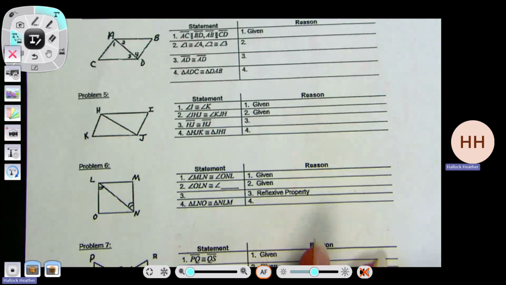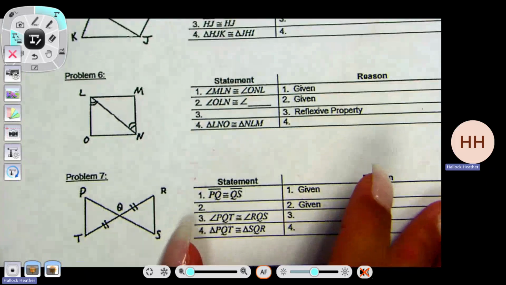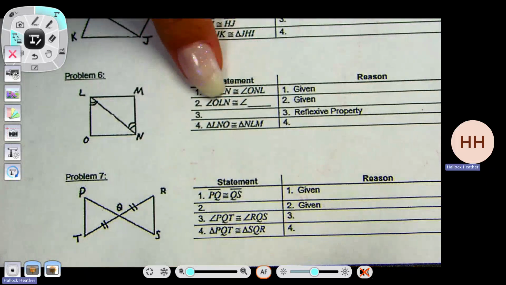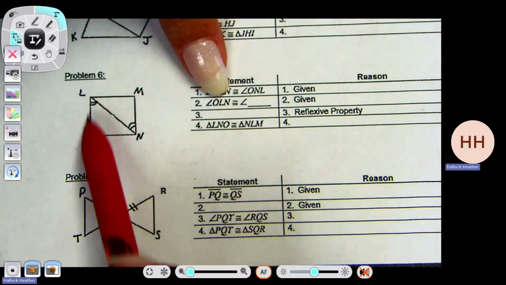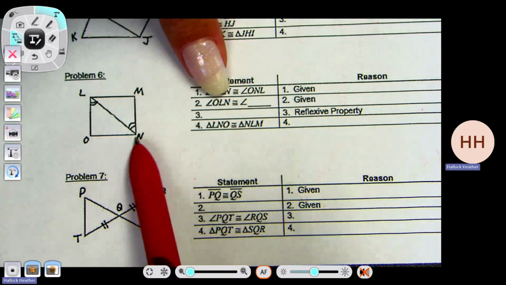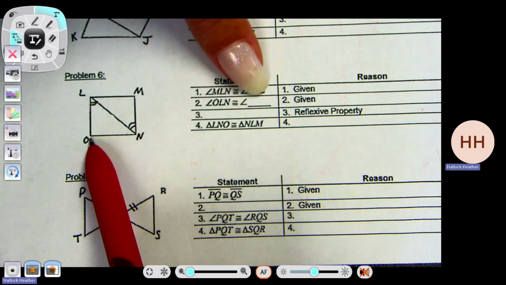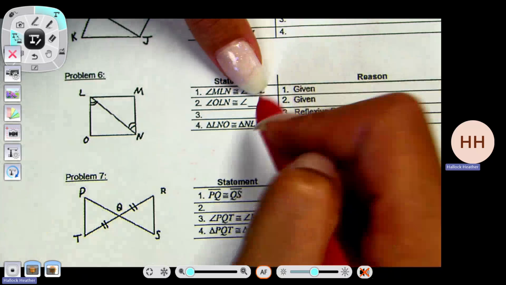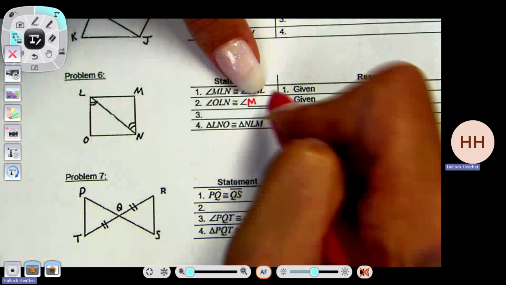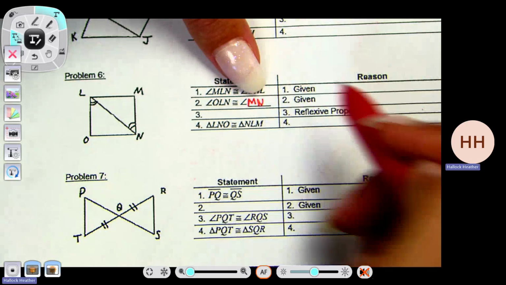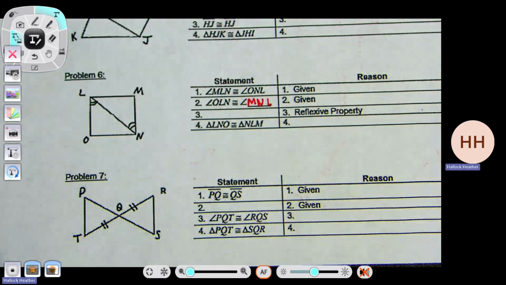There are some blanks that you need to fill in from scratch on 6 and 7. For example, if it says OLN matches with something, what does O match with? M, so that has to go first. What does L match with? And then the last letter? L. So you do have to fill in that side as well, which is the statement itself.